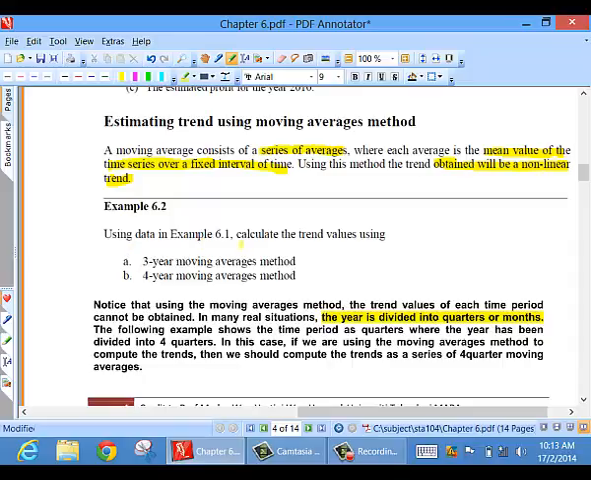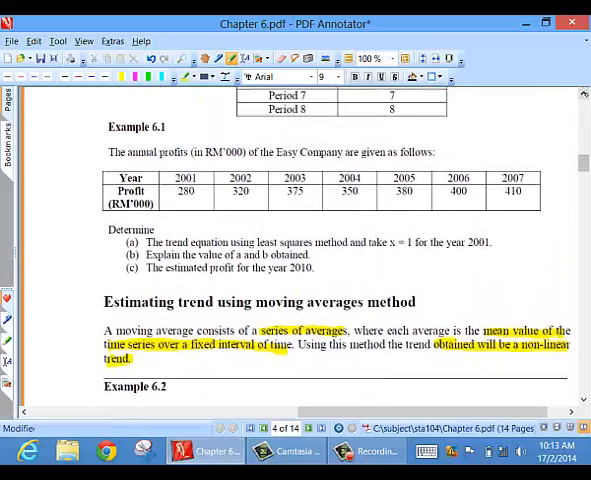Using example 6.1, calculate the trend using 3 moving average and 4 moving average methods. So look at example number 6.1. The annual profit in 1,000 of Easy Company is given as follows. You are given year and profit. Let me crop this one.